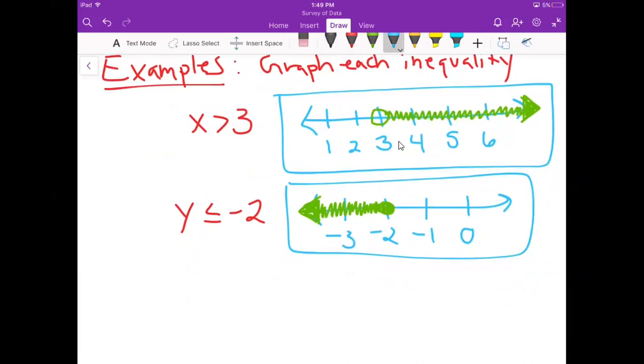All right, one last inequality we want to look at that's a little bit different is one that doesn't go on forever in one direction.